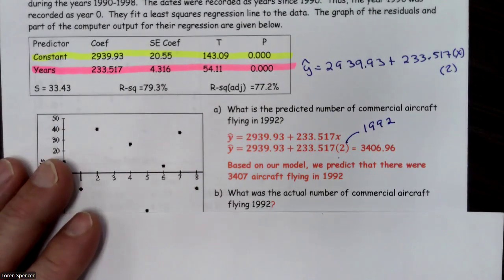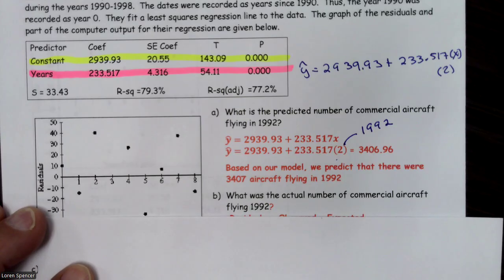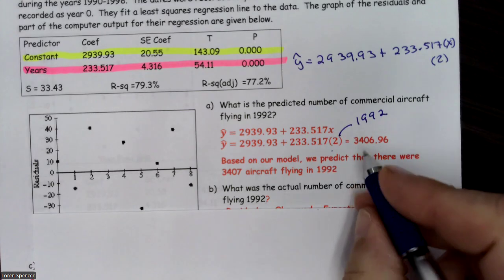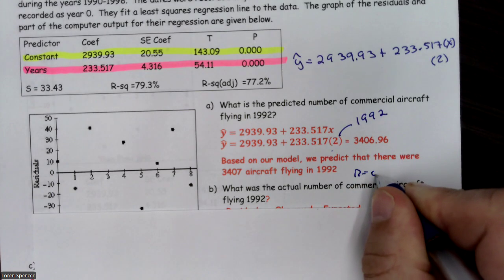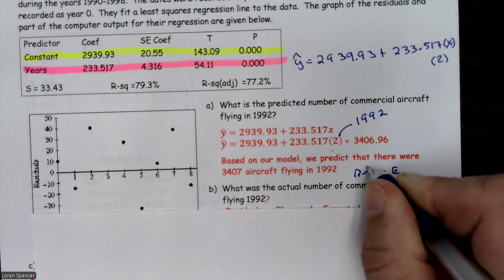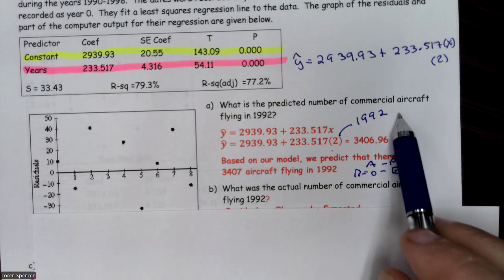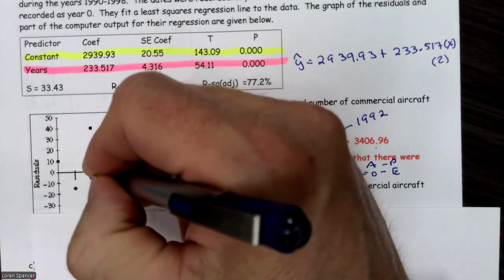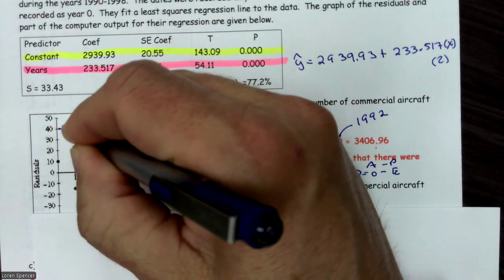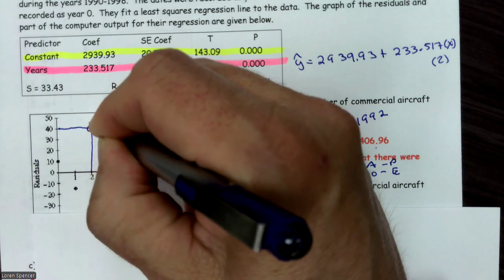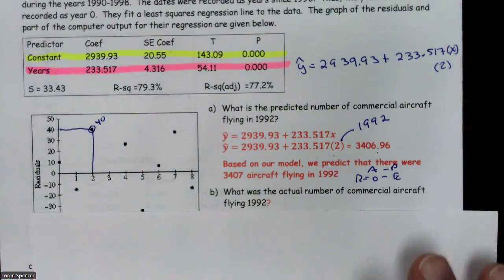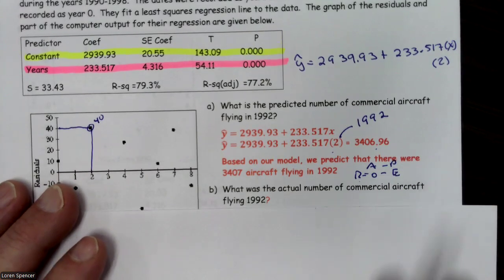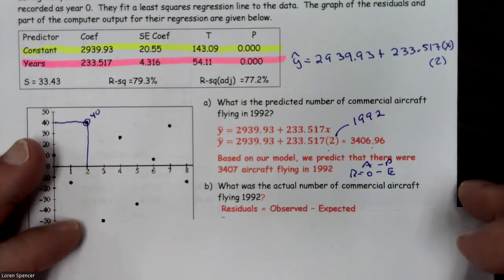What was the actual number of aircraft flying in 1992? Wow. Well, they didn't give me that information, but I can be pretty smart because residual equals observed minus expected, or actual minus predicted. Well, we know the predicted is 3,406. And if I go to 1992, it looks like 40 was my residual. So I'm going to plug in 40 for my R and 3,406 for my expected, and then I'm going to solve.